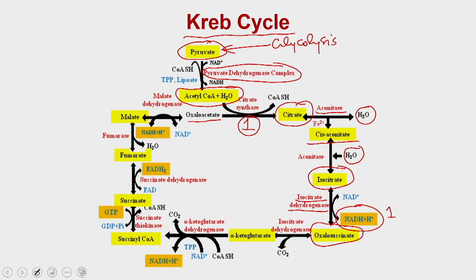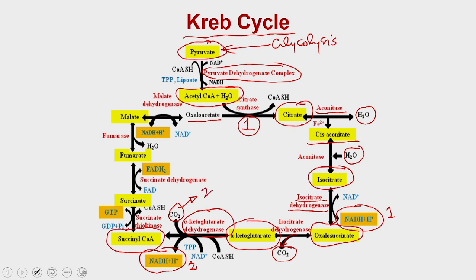After the oxalosuccinate, there is a decarboxylation reaction, and it loses one molecule of carbon and gets converted into alpha ketoglutarate. Alpha ketoglutarate is converted into succinyl CoA, and one molecule of NADH is produced. This is the second NADH molecule, the enzyme name is alpha ketoglutarate dehydrogenase, and another molecule of carbon dioxide is released. So this is the second molecule of carbon dioxide, and this is the first. Now the succinyl CoA is converted into succinate, and if you see very carefully, in this step GTP is produced instead of ATP. So the first molecule of GTP is produced.